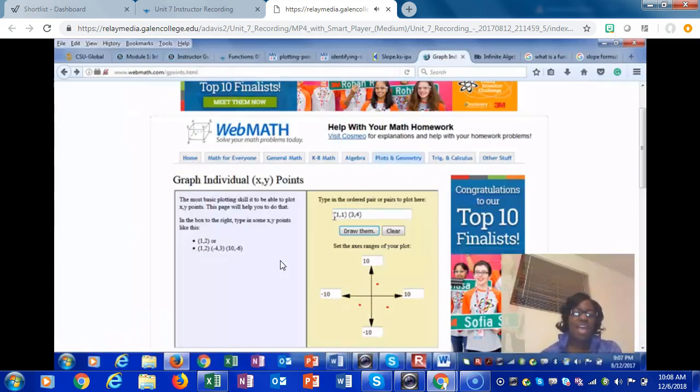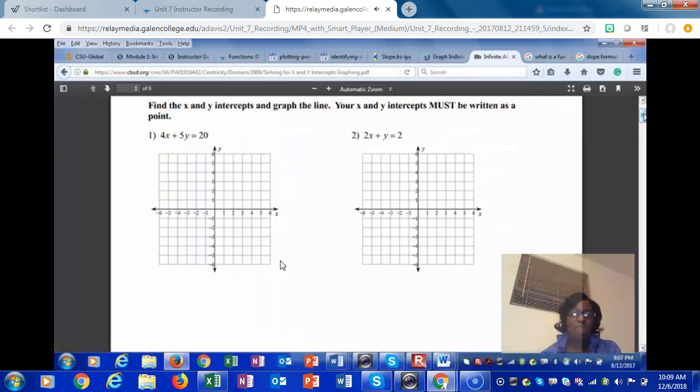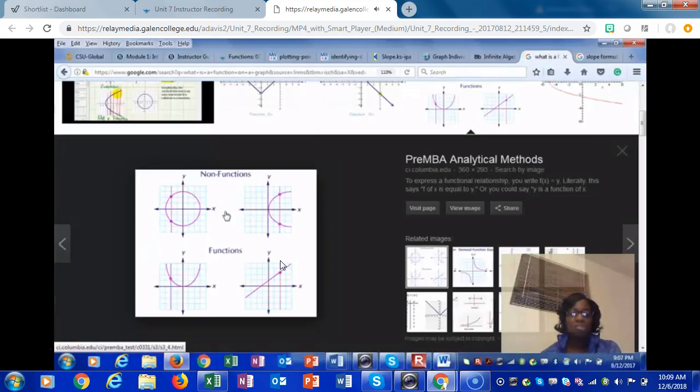Then we looked at individual points and how to graph them. And based on this website, we can put in individual points and it will draw them for us. From this worksheet, we talked about graphing based on x and y intercepts. We also discussed what is a function and what is not a function. All right, so far that's it for Unit 7.